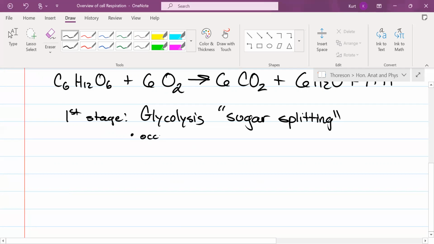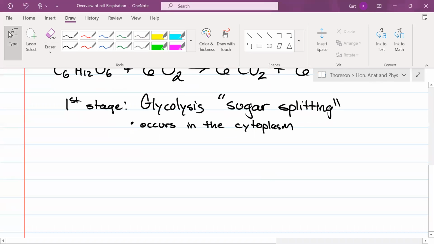Glycolysis occurs in the cytoplasm. If this classroom was a cell, and all of you are organelles, ERs, Golgis, so on and so forth, this open space where I'm waving my arm around, this is the cytoplasm. It's just the open area within a cell. That's where glycolysis happens. It does not take place in the mitochondria.